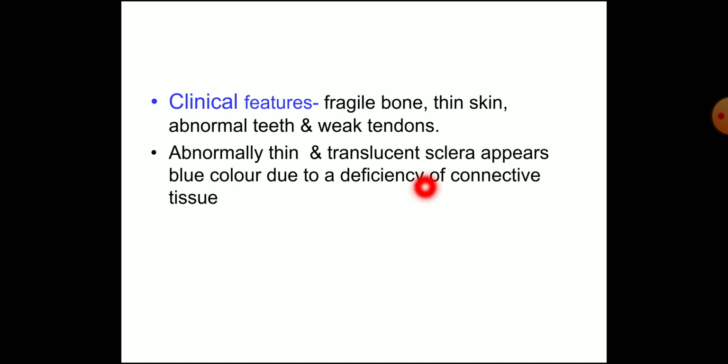The clinical features are fragile bone, thin skin, abnormal teeth, and weak tendons. These are the important features. And abnormally thin and translucent sclera produces a blue color due to the deficiency of the connective tissue. You know what the sclera is, and through the sclera you can see a bluish tinge in these cases of osteogenesis imperfecta. So that is again a typical feature of this disease.